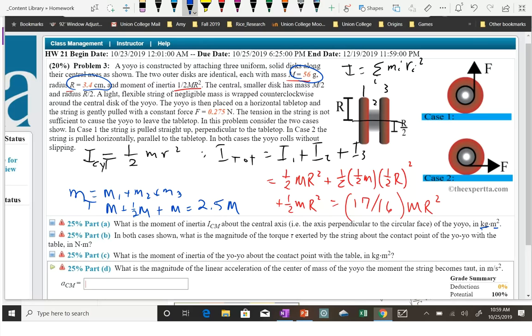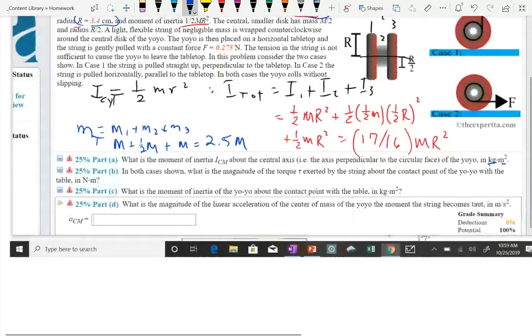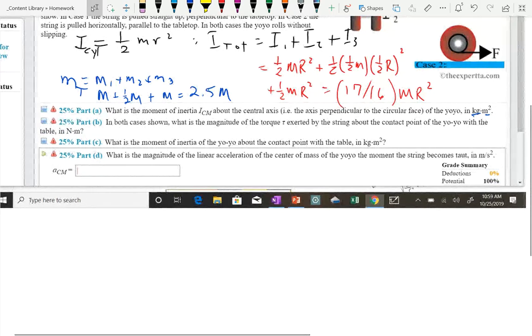Well, let's continue with the problem because at this point we're punching numbers in calculators. I am 100% certain that that is correct. That is the 17/16 mr squared.